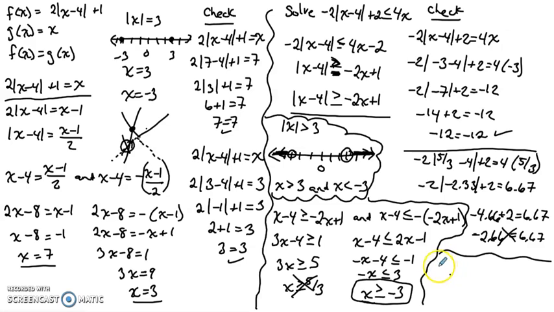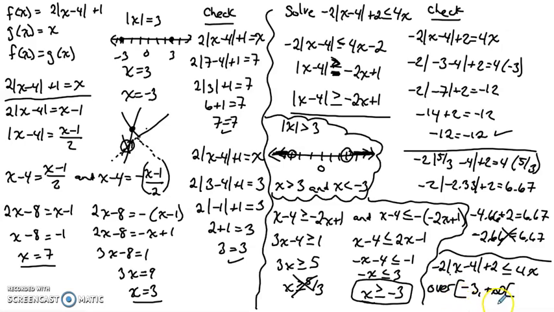So what we found then is negative 2 times the absolute value of x minus 4 plus 2 is less than or equal to 4x over, we want x to be greater than negative 3, so from negative 3 to positive infinity. And it includes the negative 3 because it's greater than or equal to.